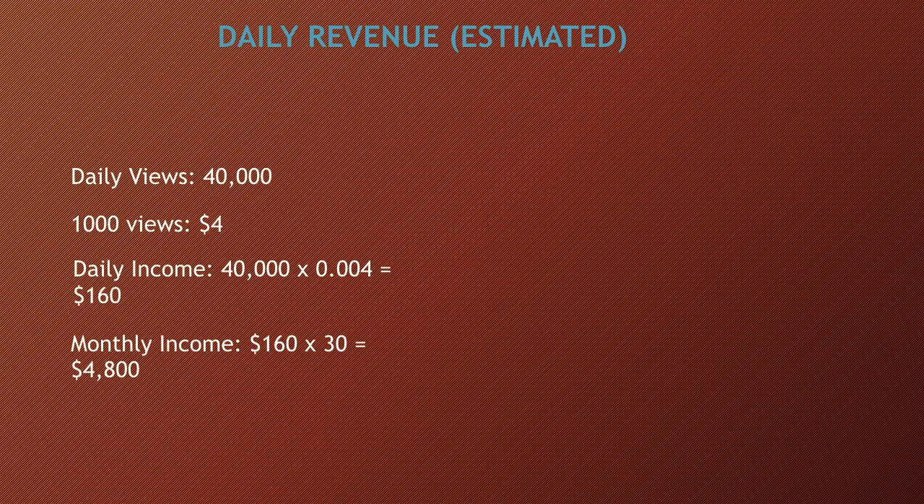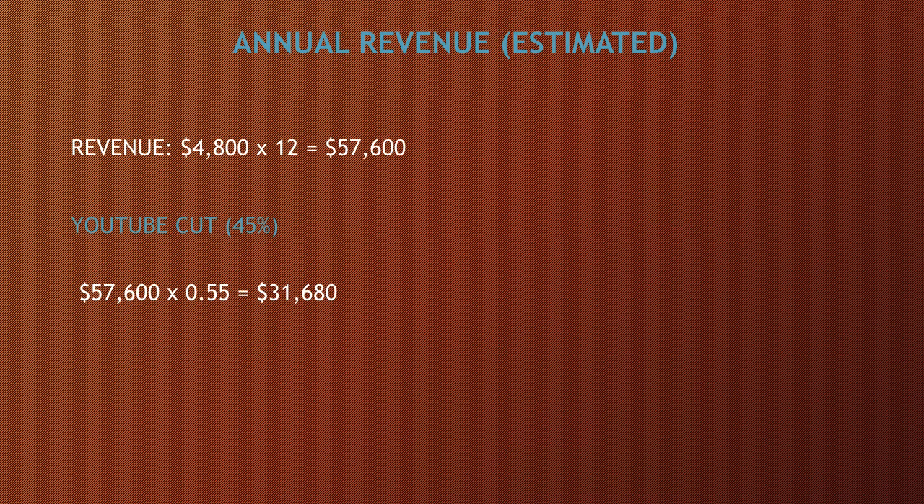Daily revenue, and this is going to be an estimate. So daily views is currently 40,000. 1,000 views gives a YouTuber $4. So daily income is 40,000 multiplied by 0.004, and you get $160. Monthly income is $160 multiplied by 30, and you get $4,800.